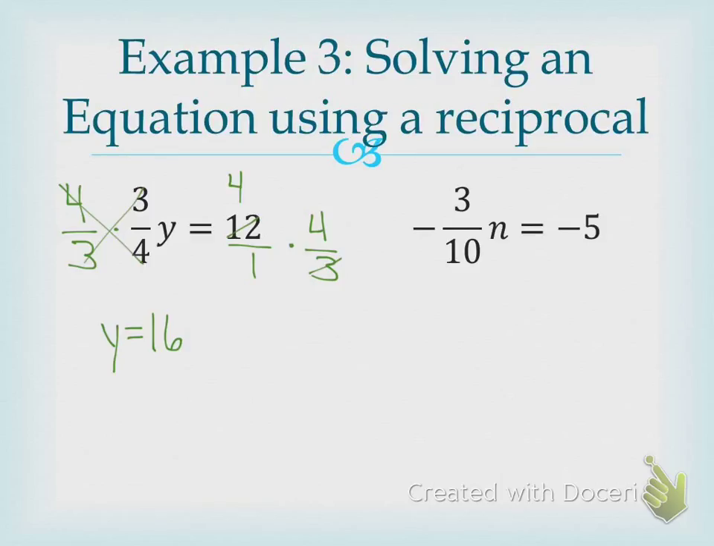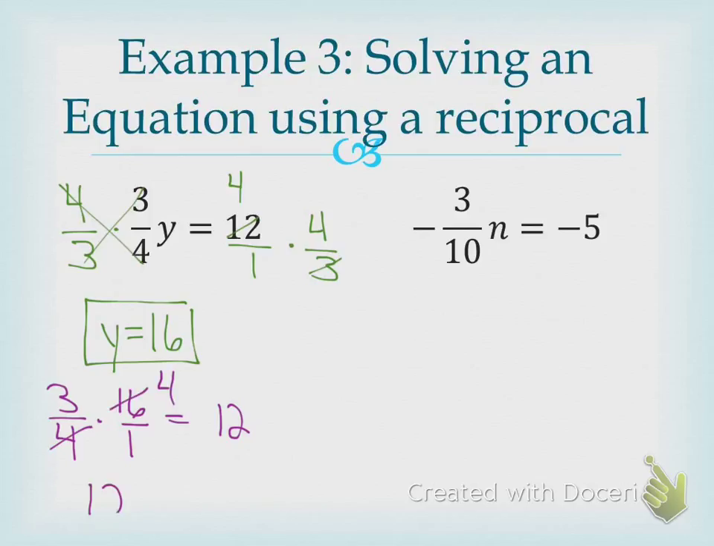Y equals 16. Now, on your homework tonight, these are going to be kind of a pain to check just because you do have to do a little bit of extra work. But now you do 3/4 times 16 over 1 equals 12. You can cross-reduce to 4, and then 12 equals 12. But you do have to show me a little bit of work on that check. All right, I want you to try the second one.